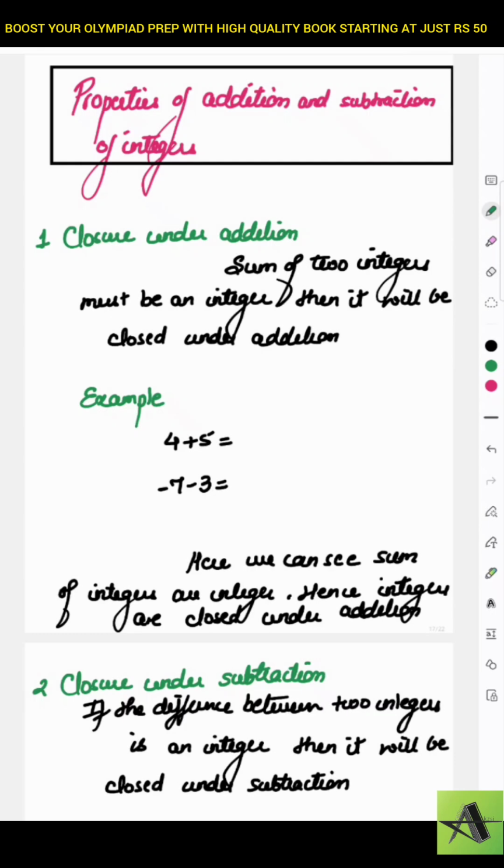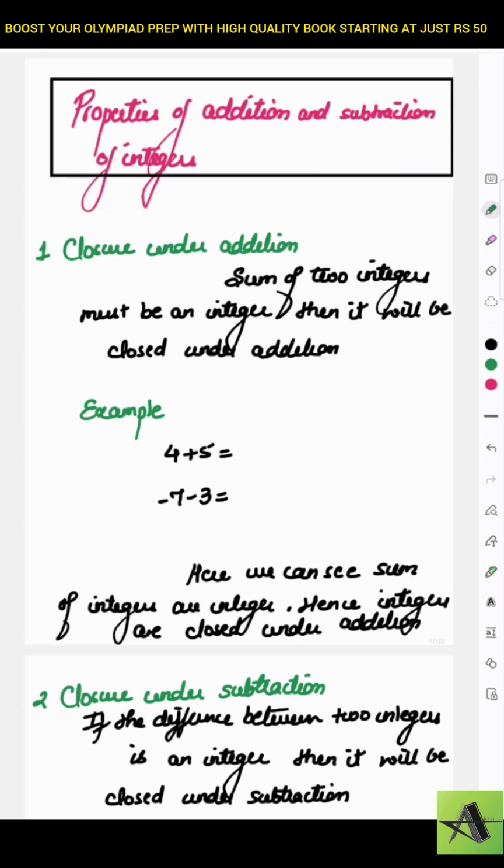So closure property is closure under addition. So simple. What does closure mean? It means when I'm adding two integers and my answer is also an integer, this is the closure property. Suppose when I'm adding 4 plus 5, it will give me 9. Similarly, if I add minus 7 and minus 3, it will give me minus 10. So you can clearly see when I'm adding two integers, it doesn't matter if they are positive or negative, we are getting the answer as an integer.